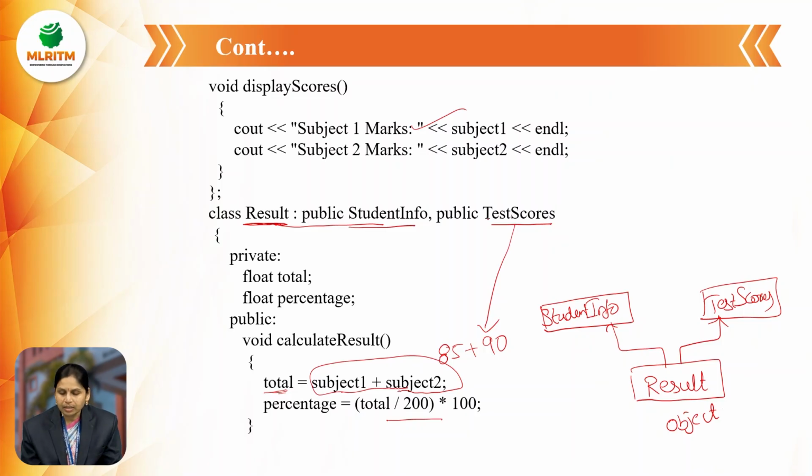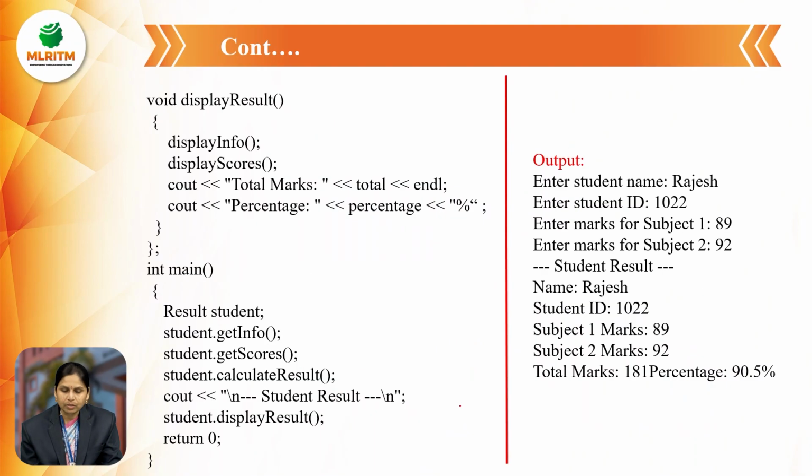Okay. So here this result is inherited from the test score also. By using this relationship, we are taking the 2 subject marks from the test scores and calculating the total and calculating the percentage. By using the display result, we can display the student information and the subject 1, subject 2 marks. Next, here we can print the total marks and percentage.